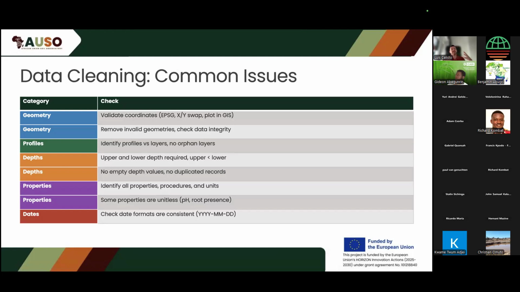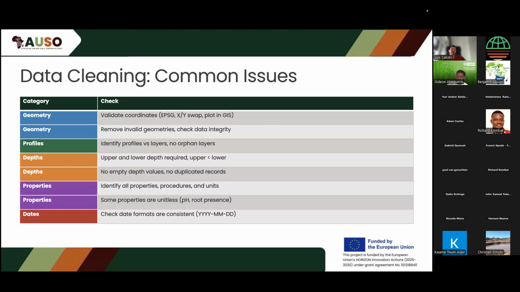But now we need to clean it. By cleaning, I mean identifying common issues, things that might create problems in the database. For example, geometry, okay? And this is something that happens a lot.